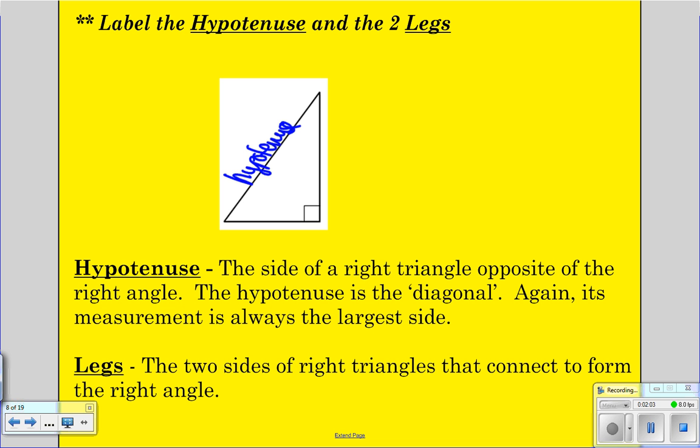Its measurement is always the longest side of the triangle. And the two legs form the right angle at the bottom corner. So normally we would label this one A, is the shorter one, and B for the medium one. Usually the height is B, and they call this the altitude, would be A. Okay.